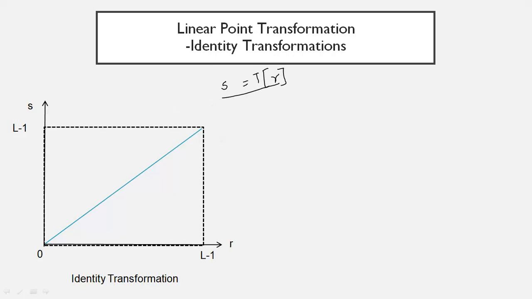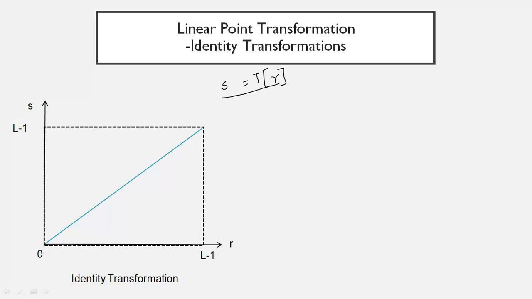So here we have the x-axis and y-axis. On the x-axis, we have all the intensity values in the original image and we call it r. On the y-axis, we have all the intensity values of the output image, that is the enhanced image, and we call it s. So here, if you see, there is a one-to-one transformation between the input pixel value and the output pixel value.